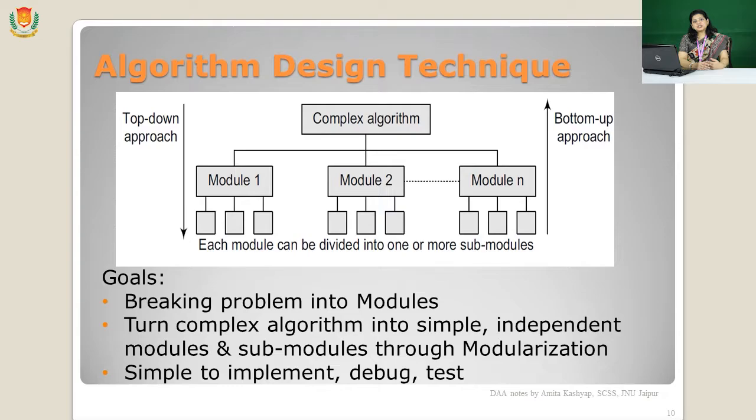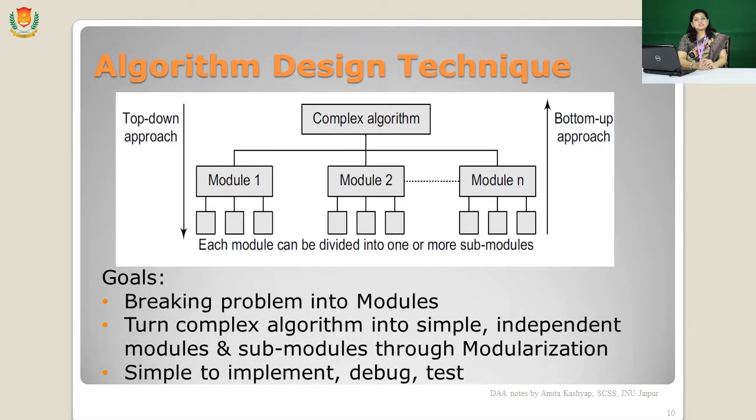Through modularization, we develop multiple modules and then divide each module into sub-modules, and finally when it reaches a low level of complexity, we go and solve it. This kind of approach is called divide and conquer, or we can say it is the top-down approach of solving the problem.